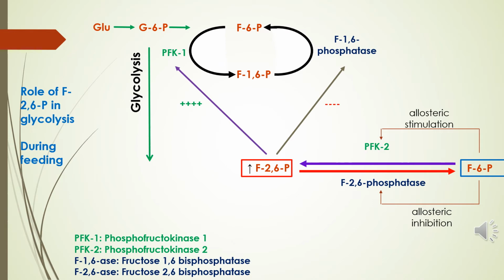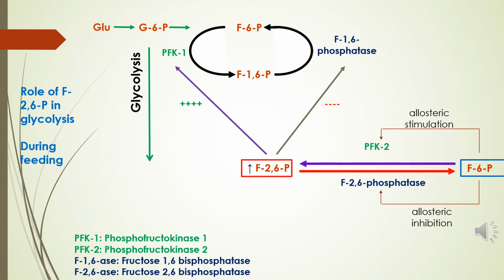This intermediate, the fructose 2,6 bisphosphate, is broken down by the fructose 2,6 bisphosphatase activity of the same enzyme, and this is to inhibit the phosphofructokinase 1. So this enzyme, the phosphofructokinase 2, has a bifunctional activity. It can synthesize and can degrade the fructose 2,6 bisphosphate.